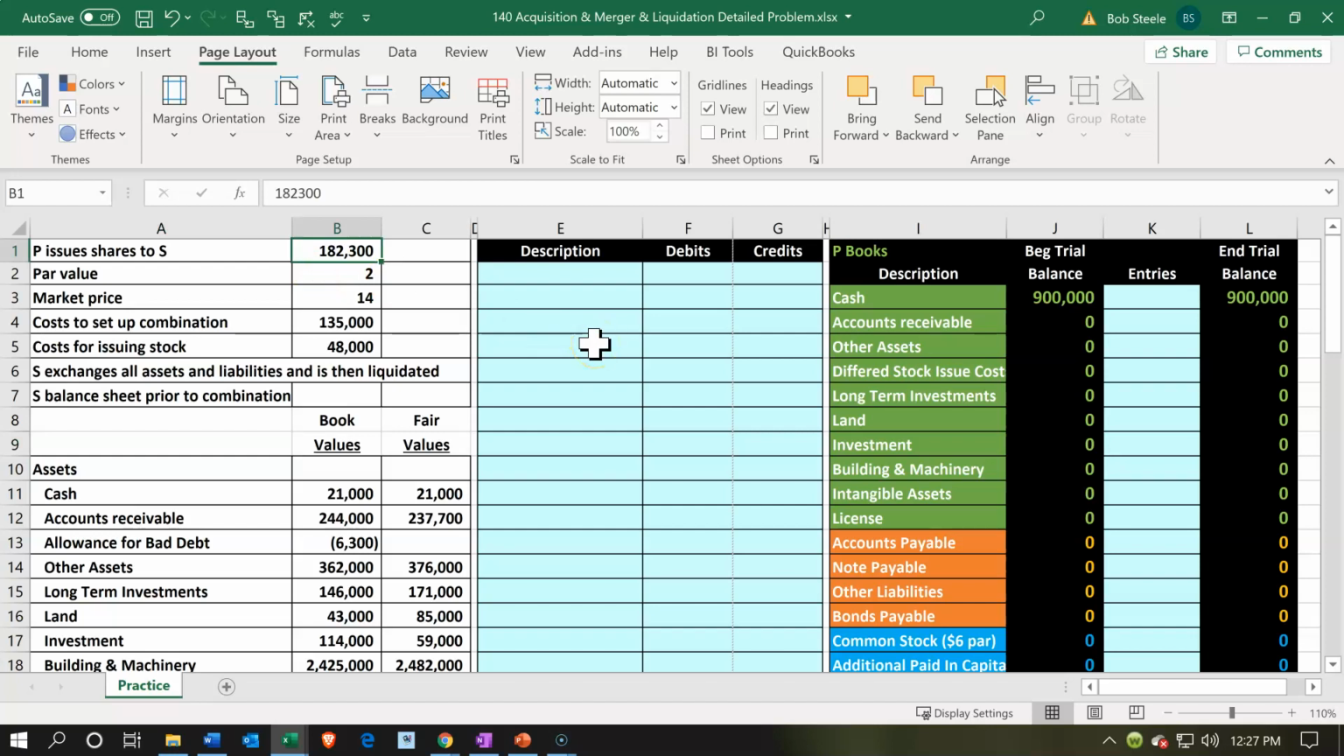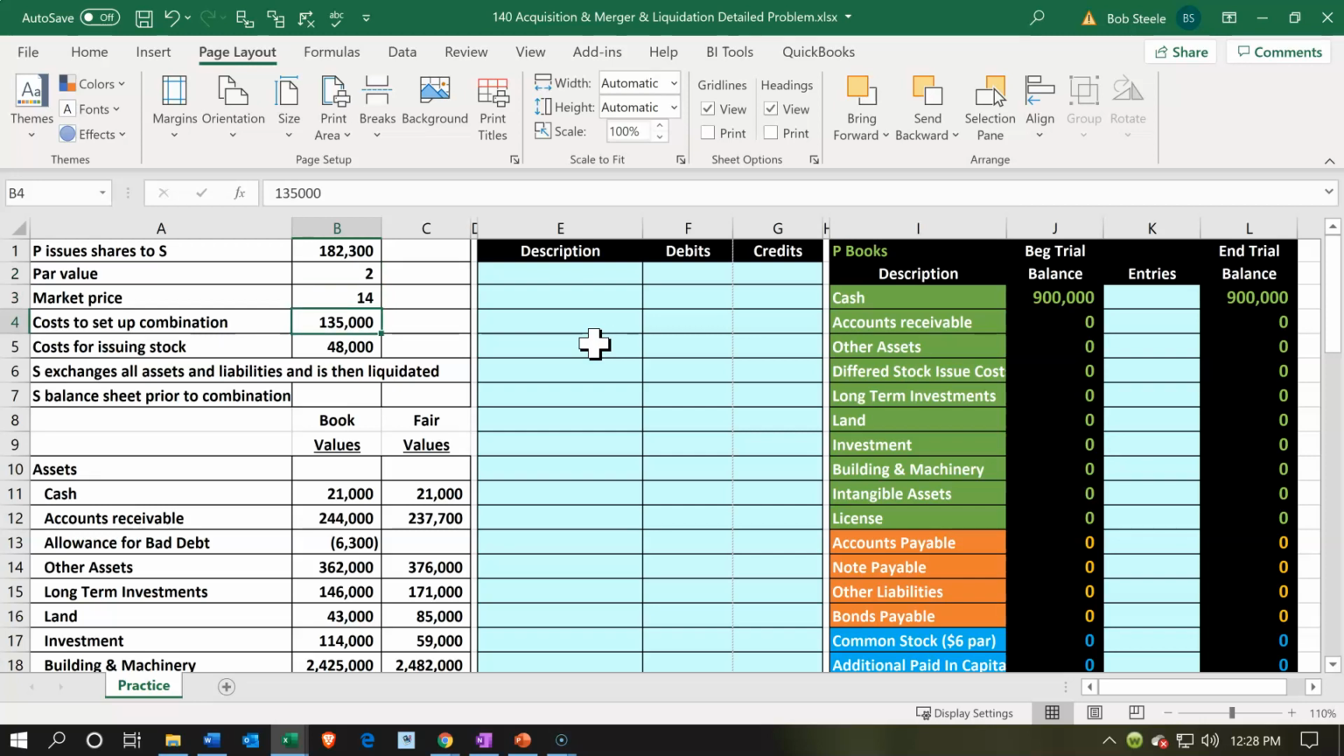So P is going to issue shares to S to purchase all of the net assets, and then in essence, S will be liquidated at that point. So the issuance will be the 182,300 shares, par value 2, market price 14. So we'll take a look at that.